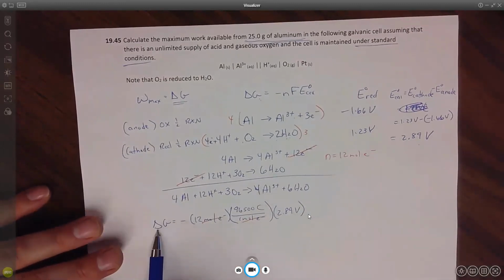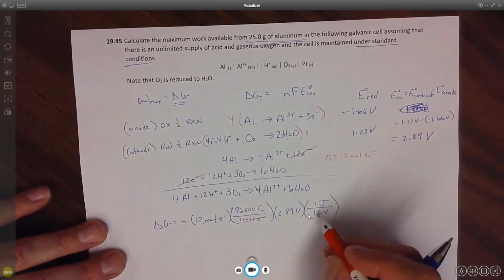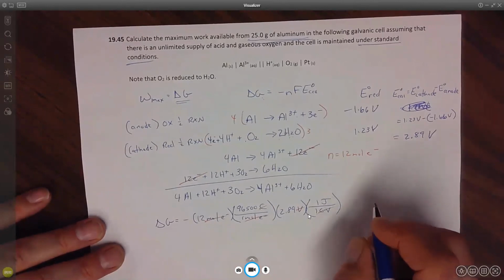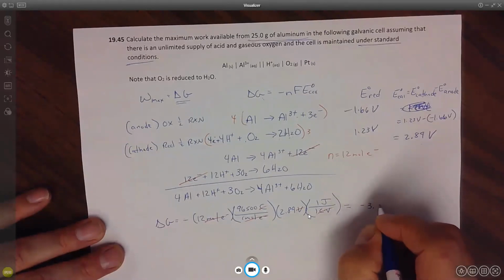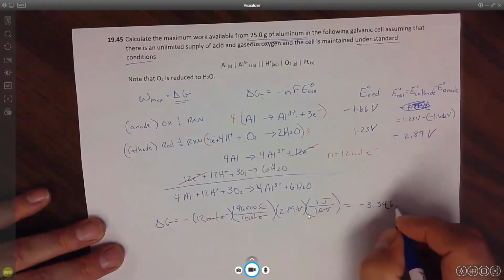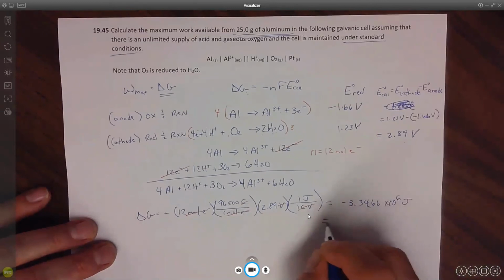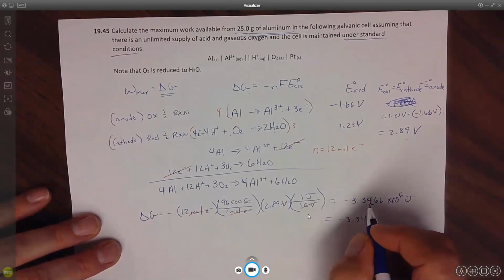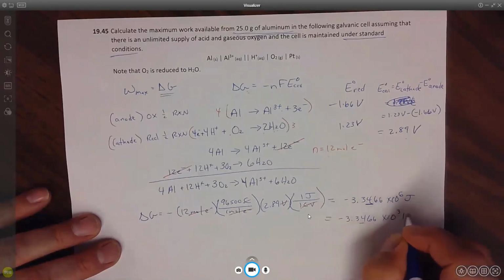But of course, del G is in joules or kilojoules. So I know that in 1 joule, there is 1 coulomb volt. So the coulomb volts cancel, and that leaves us with our units of joules. You would multiply this out, and that will give us a value of negative 3.3466 times 10 to the 6th joules. If I want this in kilojoules, I'll just divide this by 1,000, so negative 3.35, and this is 3 sig figs, times 10 to the 3rd kilojoules.